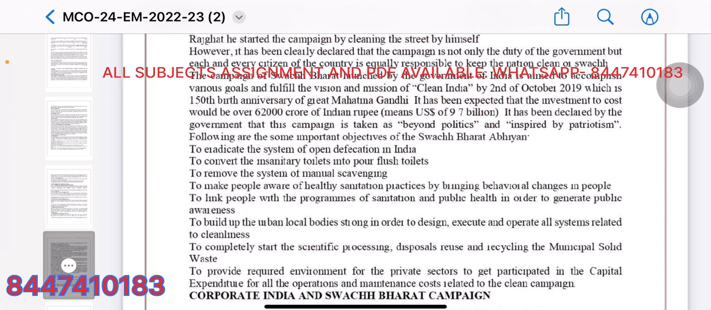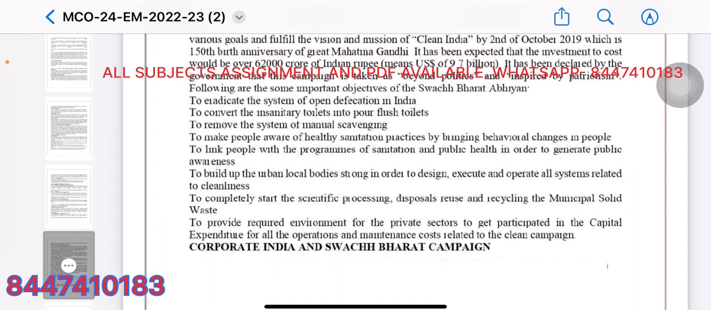to build up the urban local bodies strong in order to design, execute, and operate all systems related to cleanliness, to completely start the scientific processing, disposal, reuse, and recycling of municipal solid waste, to provide required environment for the private sector to participate in the capital expenditure of all operation and maintenance costs related to the clean campaign.